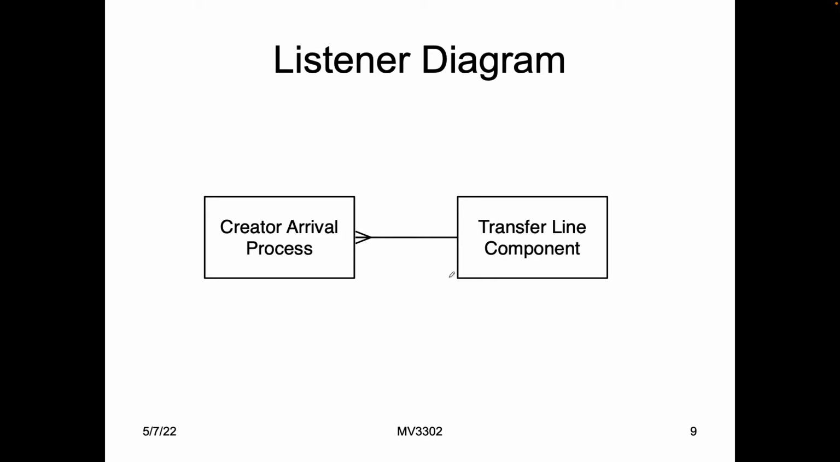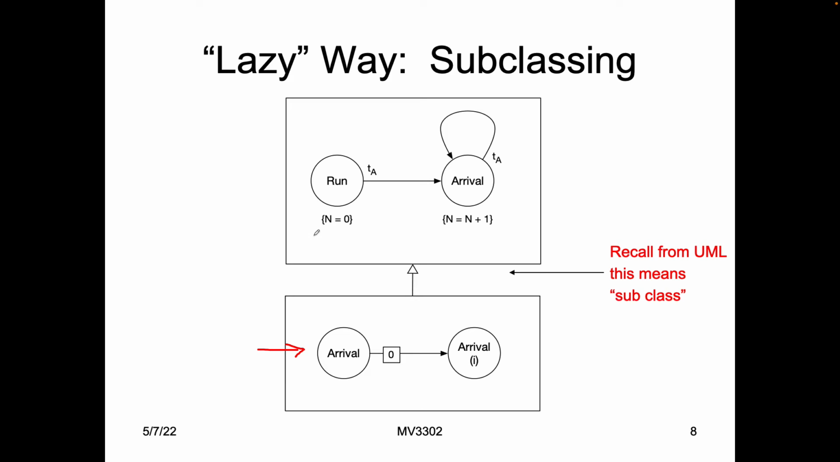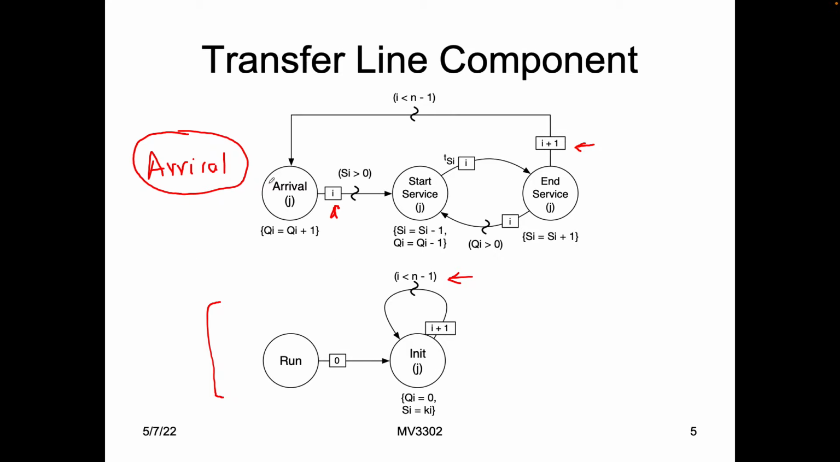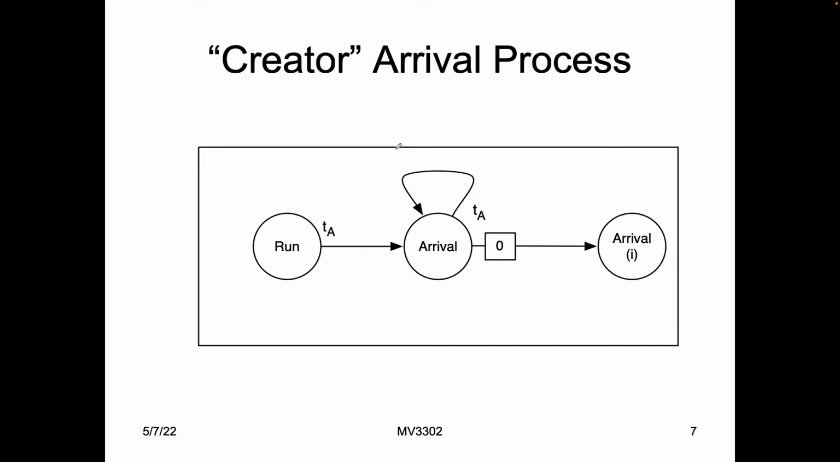And so if we have an instance of one of these, and we have an instance of the transfer line component and it's listening, then it will work. It will work because this component is scheduling an arrival event with an argument i, and the transfer line is going to hear that and then process it from there, whereas it will not hear this one. It'll actually hear both of them.